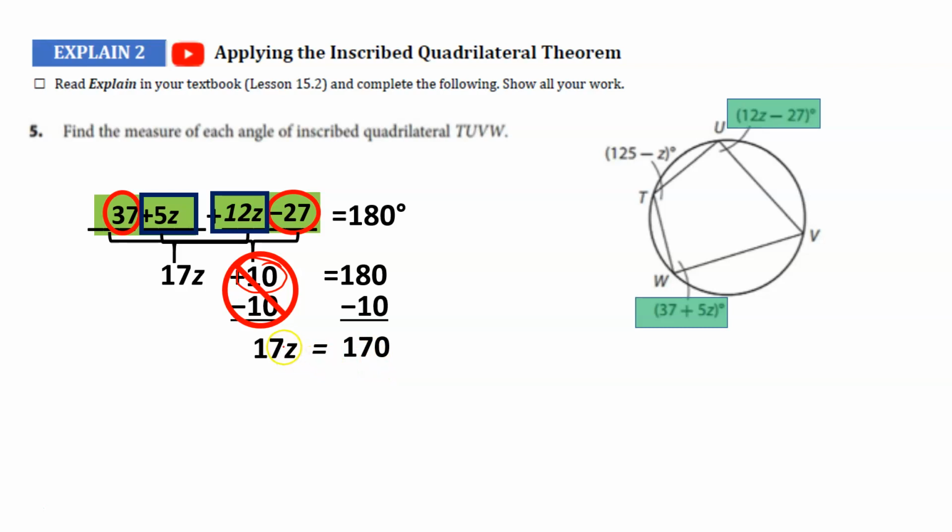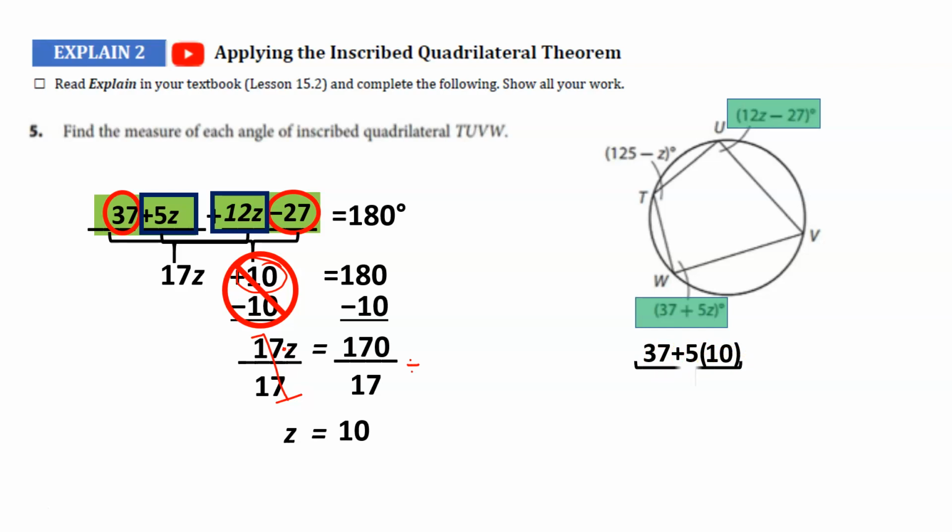It's 170. What's the opposite of multiplying? Dividing by 17. So that cancels out to be 1. So Z equals, what's 170 divided by 17? 10. So that's not my answer. I have to actually plug in 10. So take a moment right now, go ahead and copy this down and calculate out what 37 plus 5 times 10 is.